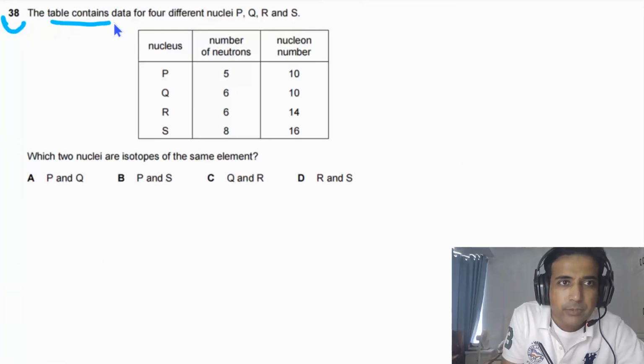Question 38 says the table contains data for 4 different nuclei P, Q, R and S.